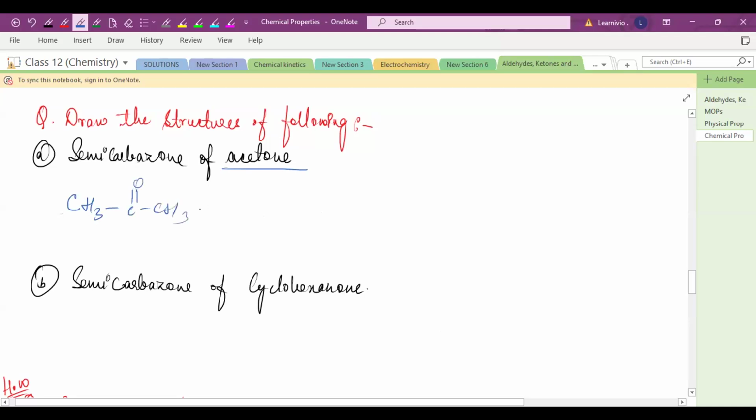CH3COCH3. This is acetone plus semi-carbazide. When you add this acetone to a semi-carbazide, it will react to form a semi-carbazone. So CH3COCH3, and what is semi-carbazide? NH2NHCONH2. You know very well this nitrogen will not react with the carbonyl compound. This nitrogen lone pair will not attack. So this nitrogen lone pair will attack, and from here two hydrogens and one oxygen will be liberated as water.